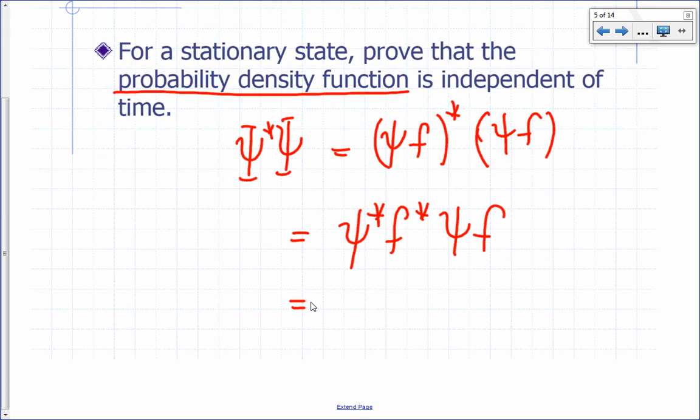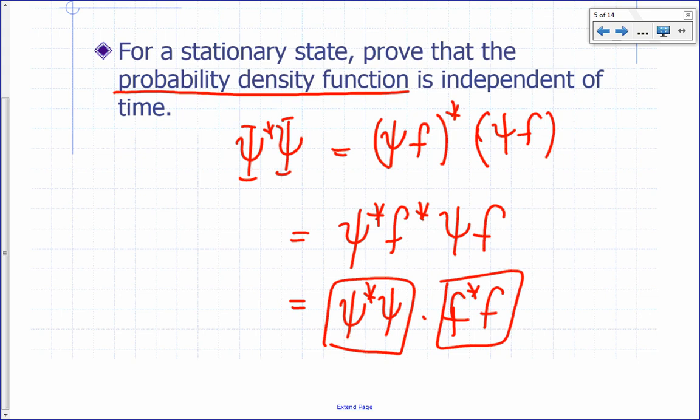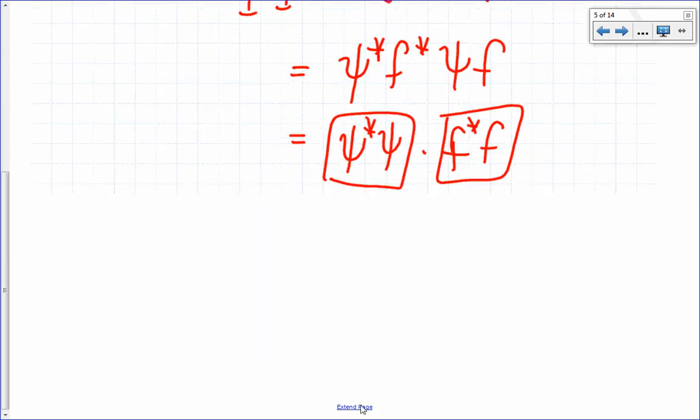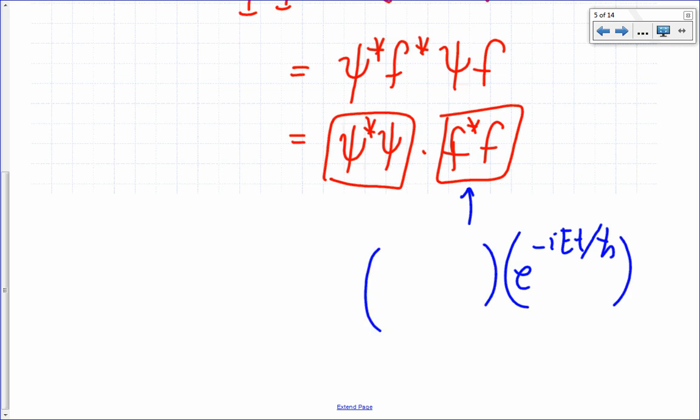These are all just multiplications, so I can rearrange. I can say this is psi star times psi times f star times f. So what is f star? F is e to the negative i E t over h bar. So what is f star? Take the complex conjugate: you see an i replaced by negative i. So you're going to have e to the negative of negative i, so that's plus i E t over h bar.